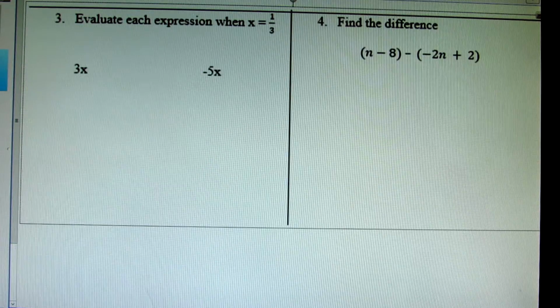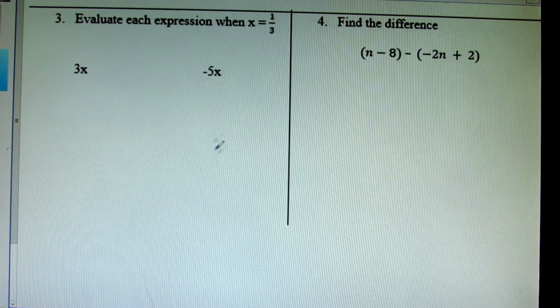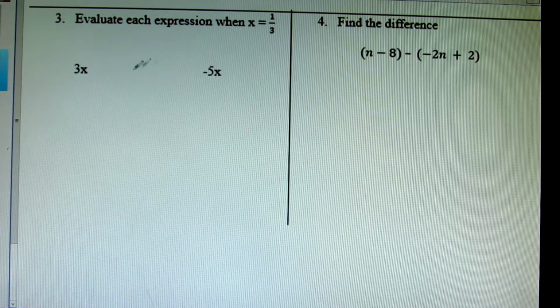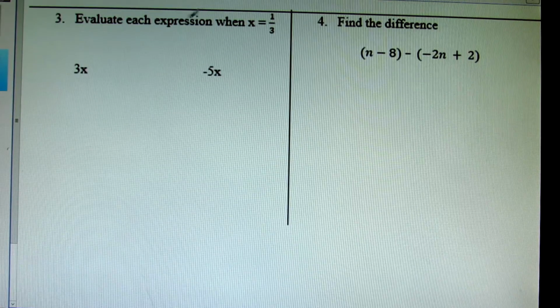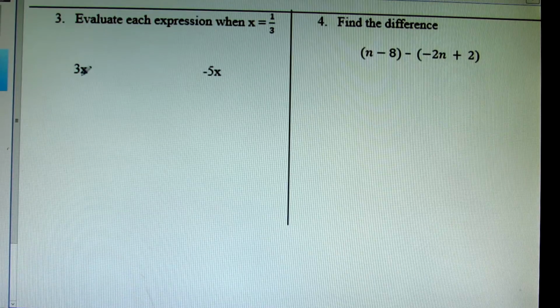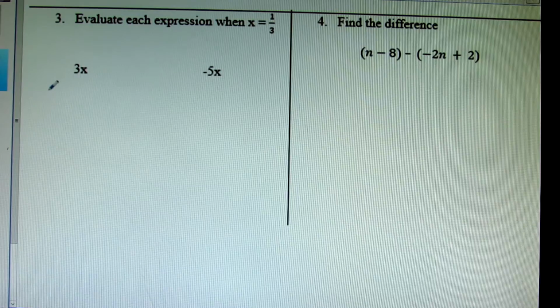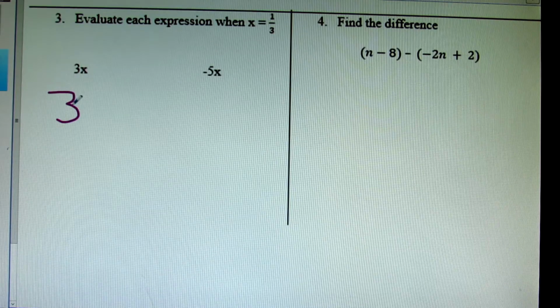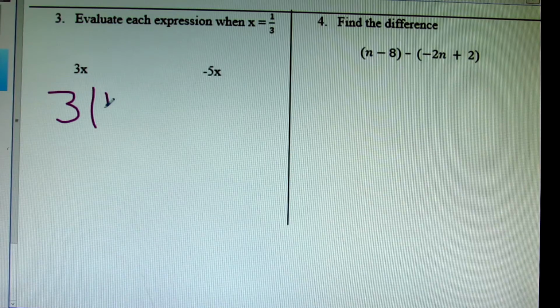Alright, next question. Number 3, evaluate. Lena, this is your favorite. Evaluate each expression when x is 1/3. So every time I see an x, I'm going to substitute in 1/3. But I can't just stick it in right next to the 3. I have to use, you got it, Anthony, parentheses.